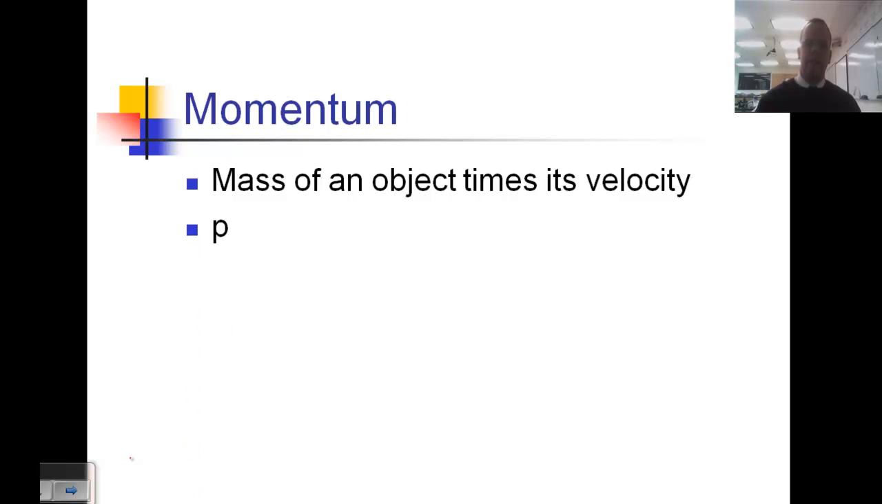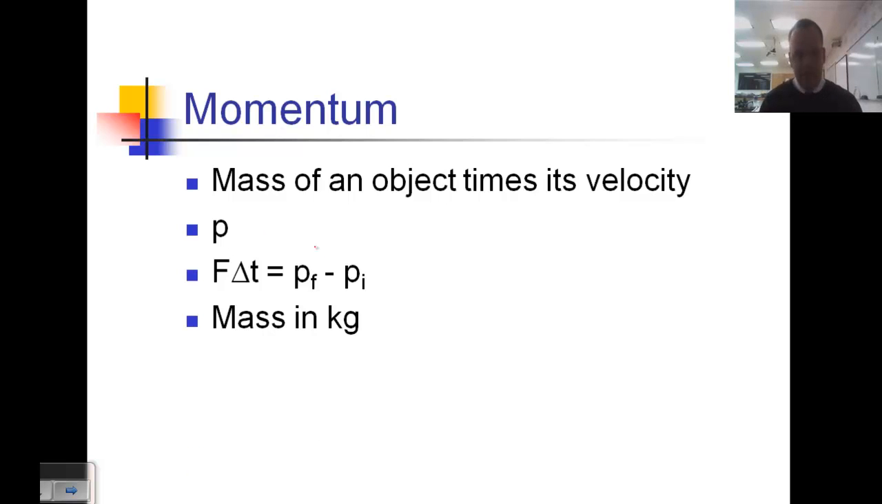Momentum is the mass of an object times its velocity. We use the letter P. So another way of writing the impulse-momentum theorem would be F delta t equals p final minus p initial, or change in momentum. So there's lots of different ways to write this. F delta t equals delta p, or F delta t equals m delta v, or F delta t equals m v final minus m v initial. All ways of writing the exact same thing.